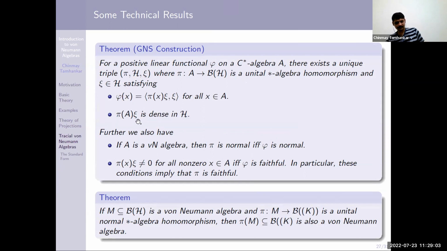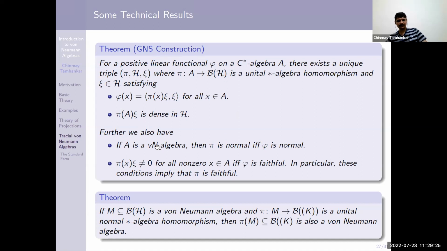First of all, the span of the set pi of A xi is dense in H. So this xi is the cyclic vector for this representation pi. And the second property is that phi of x is defined by the inner product of pi of x xi with xi. So this is called the GNS construction of this linear functional phi.